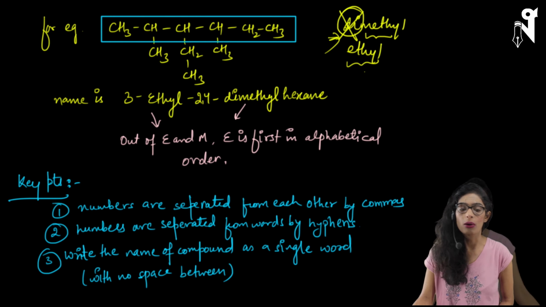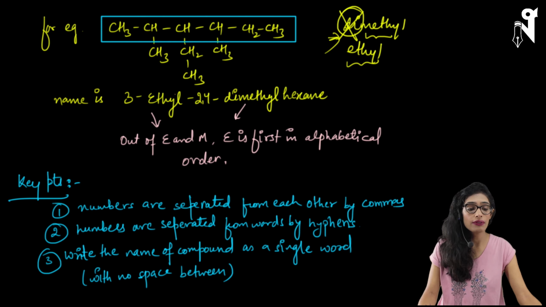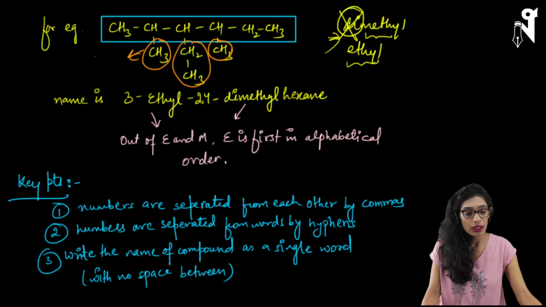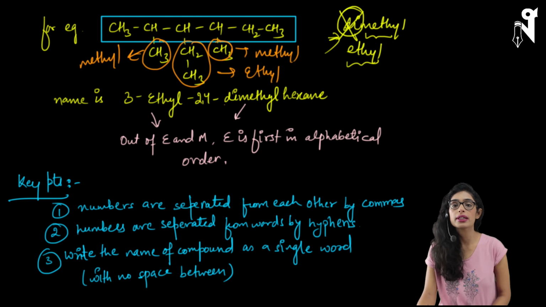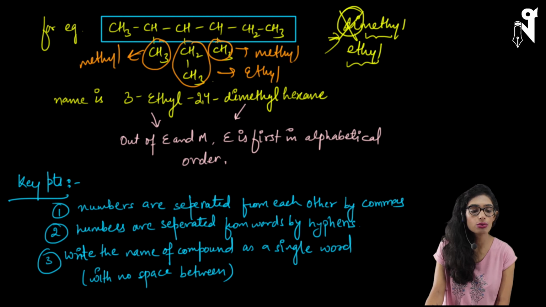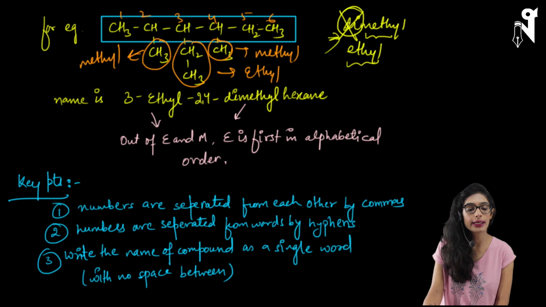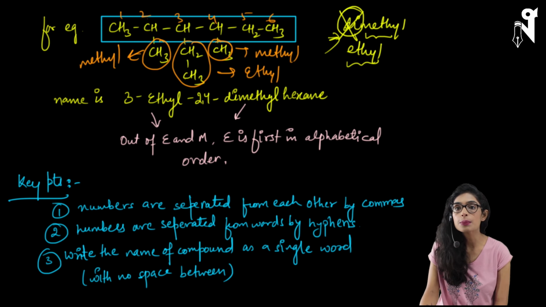So in this example, if you see, we have three branches, CH3, C2H5 and CH3. This CH3's name is methyl. Another CH3 name is also methyl, and the other branch name is ethyl. So three branches, two methyls, one ethyl. Let's look at the positioning of it. 1, 2, 3, 4, 5, and 6. So two methyl groups are present on the second position and the fourth position, and my ethyl group is present on the third position, right? So we know the positions also.